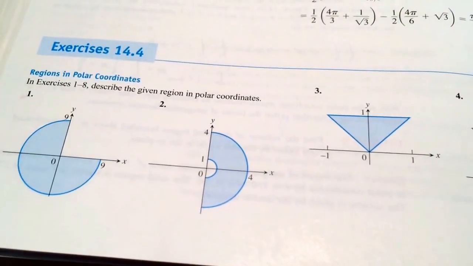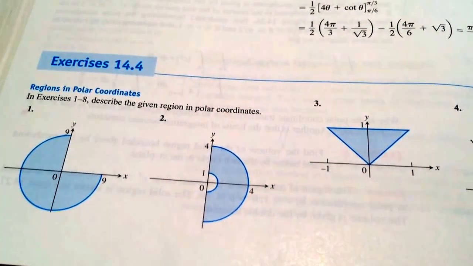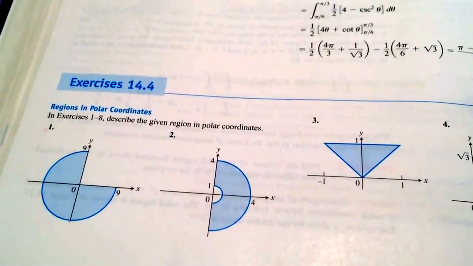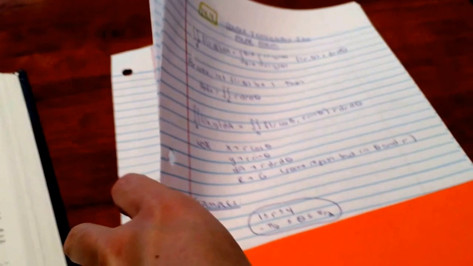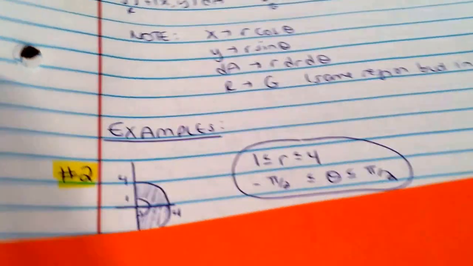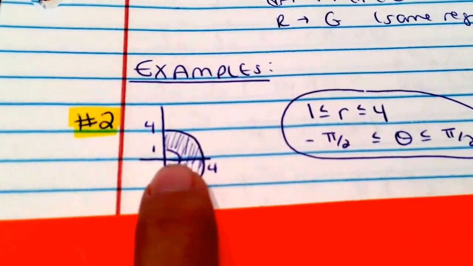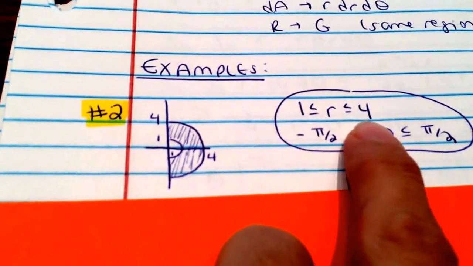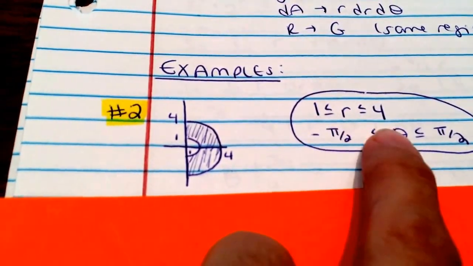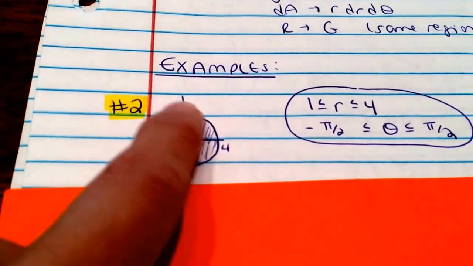Number 1 through 8, they give you a region, and you have to describe it in polar coordinates. So anytime they talk about polar, you're using r and theta, not x and y. Okay. So here you have the region between a circle of radius 1 and a circle of radius 4. So your r would be between 1 and 4. But then you only have the right half of it.